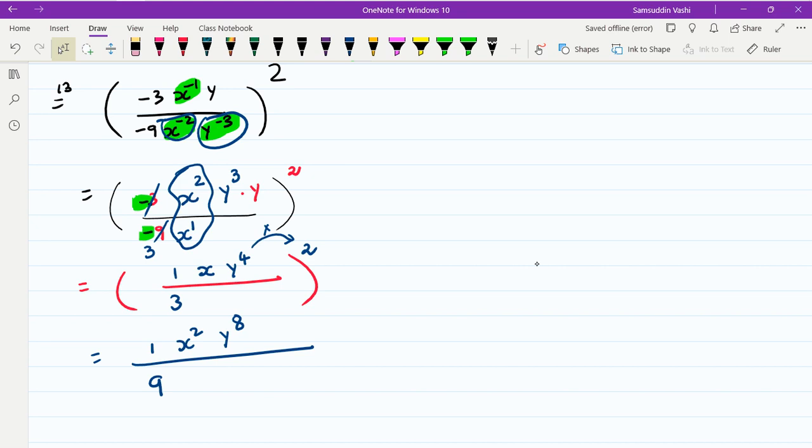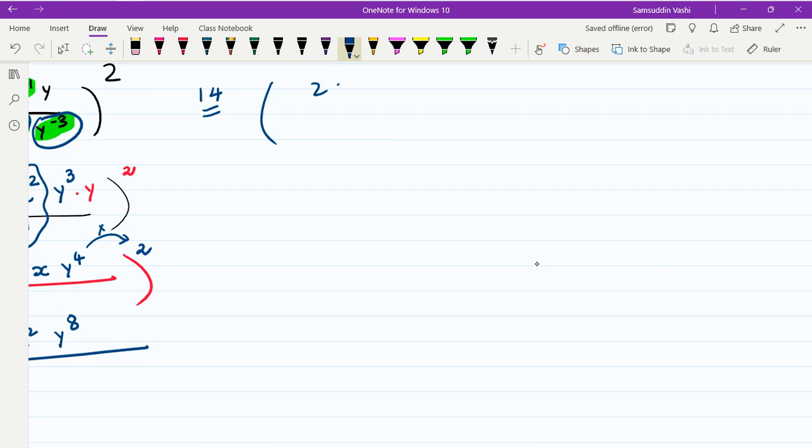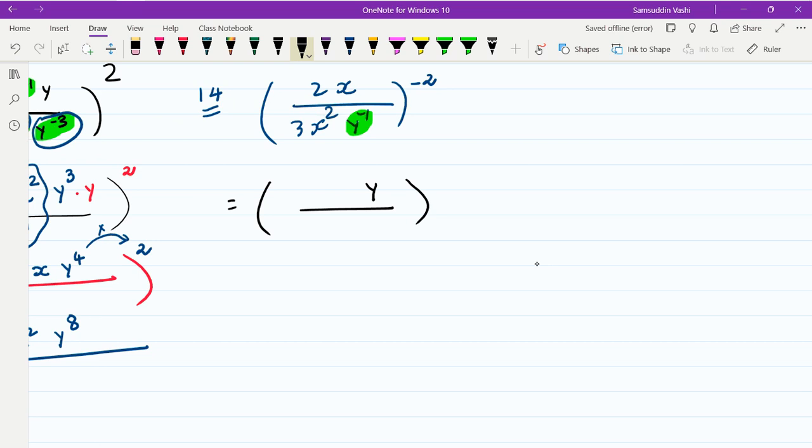13. Then 14. 2x, there's no negative there. 3x squared, so far no negative. Y to the power of minus 1, to the power of negative 2. We work inside the bracket first. There is the negative power. All right. So where do we write that? Y to the power of negative 1, and it will be positive 1.